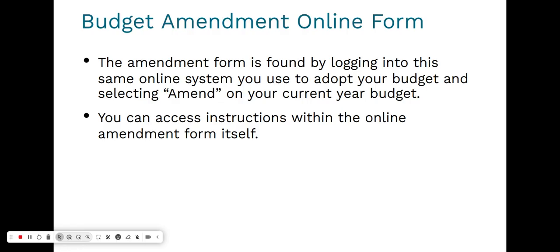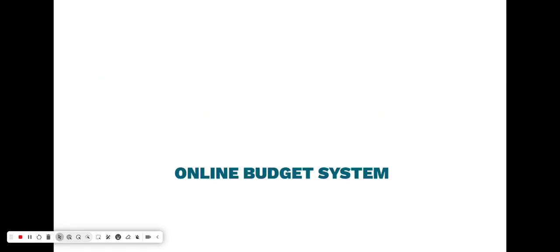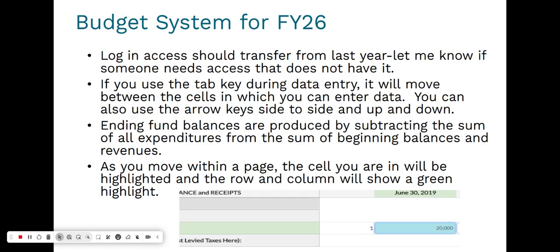The budget amendment form itself is online. It's found by logging into the same system. You pull up your current year budget, and you'll see on the left-hand side that there is an amend button. It would generate a new form that is basically a one-page form for you to use to amend your budget by fund. And there are also instructions within that online amendment. I'll take some time now to go over the online budget system itself and review the forms.